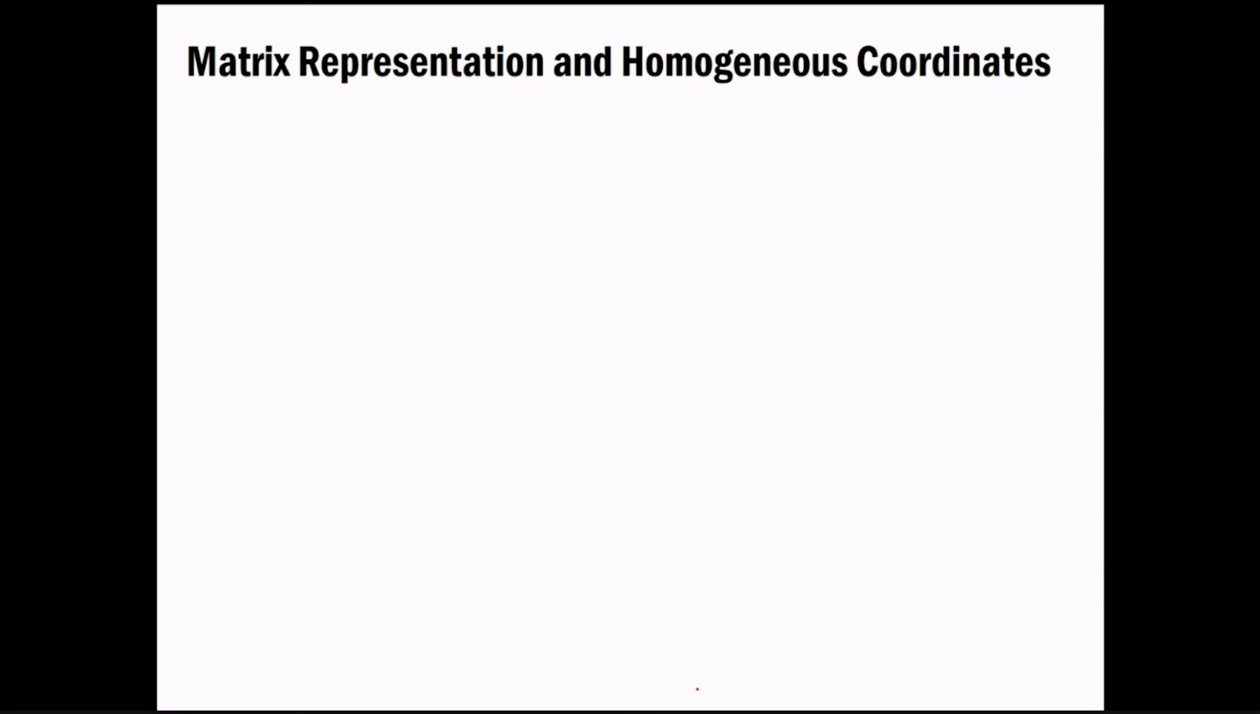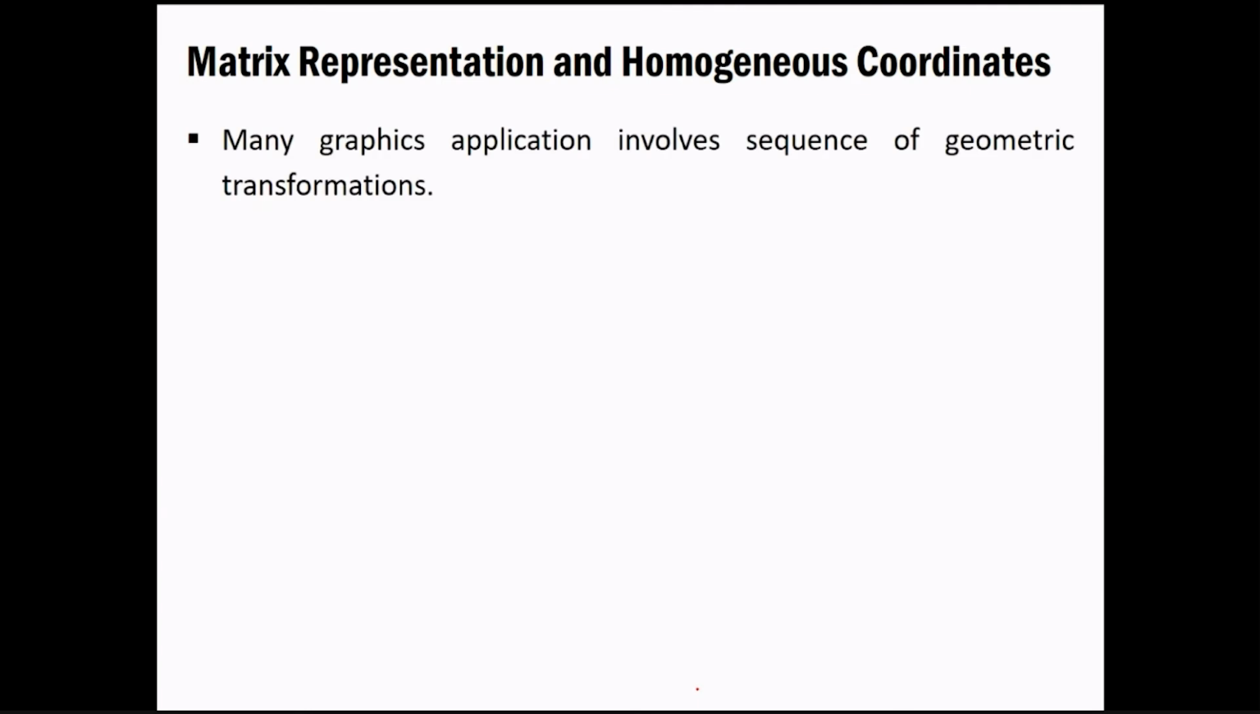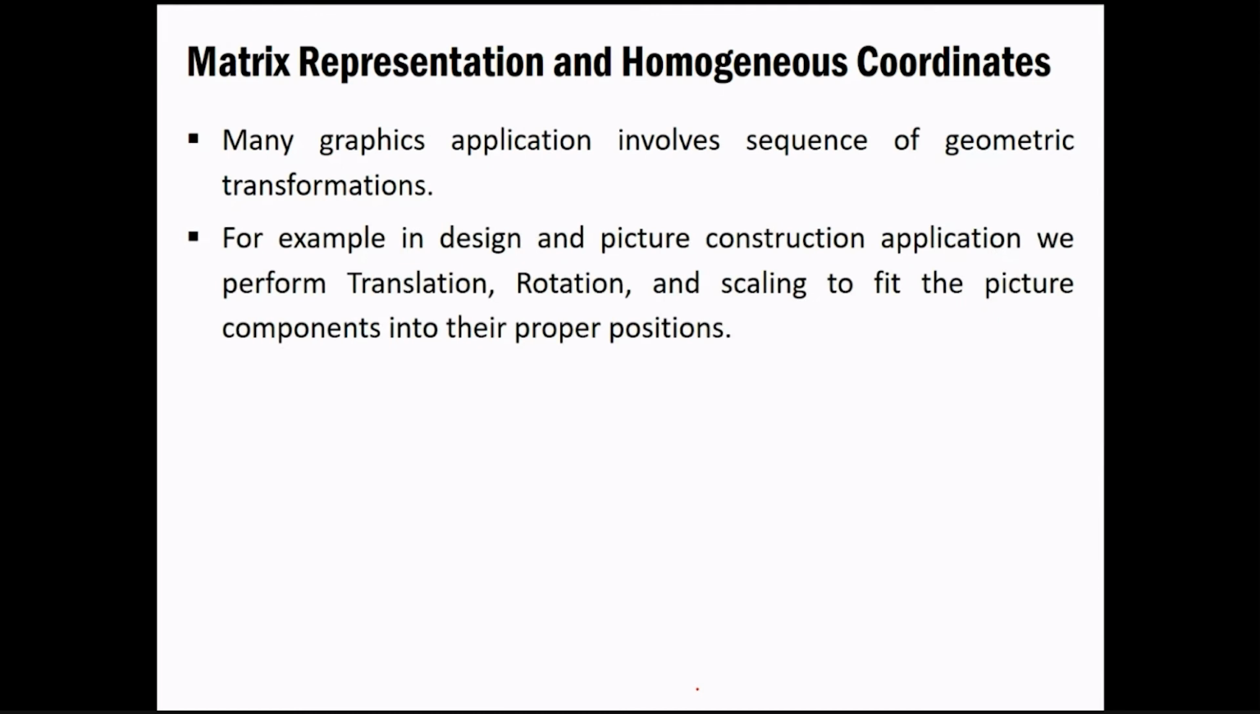Fine. So now, matrix representation and homogeneous coordinates. We'll see something that will involve a few things that will reduce the computation. We'll try to add one more coordinate to the above given things. Many graphics applications involve a sequence of geometric transformations. For example, in design and picture construction applications, we perform translation, rotation and scaling to fit the picture components into their proper positions.